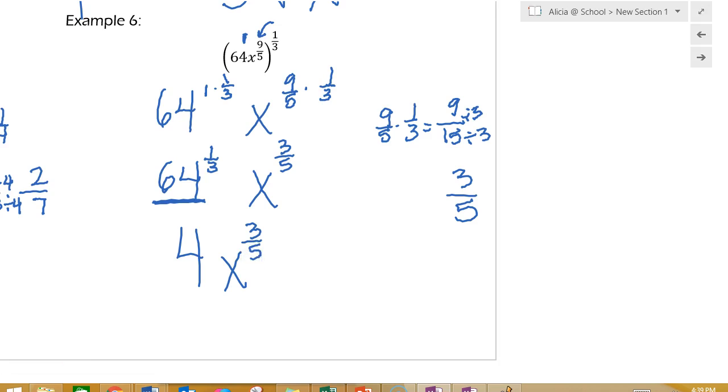Again, write this in radical form. I only write the things with the fractional exponents inside. So that 4 is going to stay outside. My x inside my radical, the exponent is a 3, and my root or index number is 5.